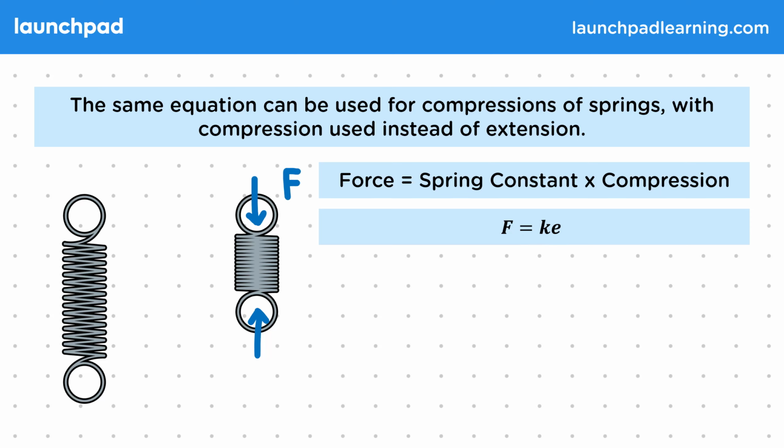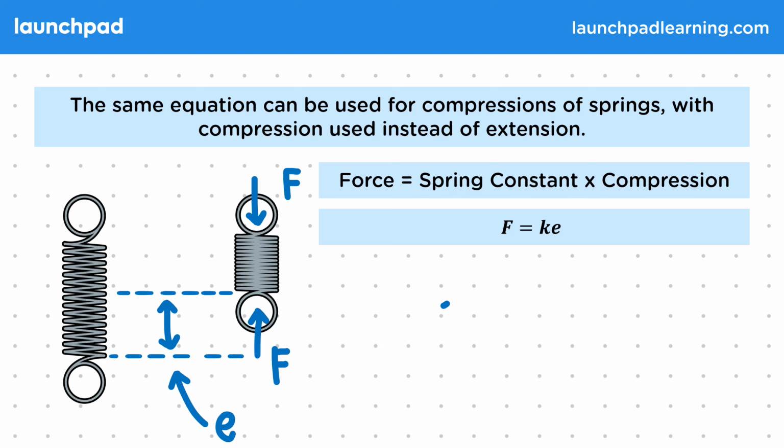F is still the magnitude of either force we apply to the spring, and K is the same spring constant that we would use in an extension calculation. Then E is the difference in length again, between the spring with and without the forces applied. It's just like the extension equation, but we're measuring the decrease in length rather than the increase.